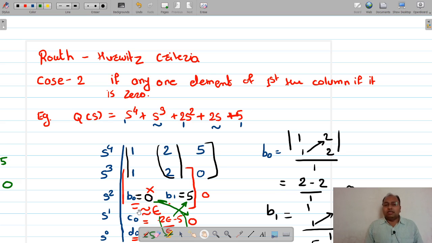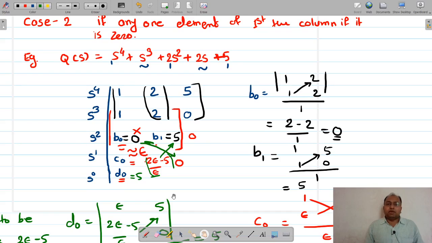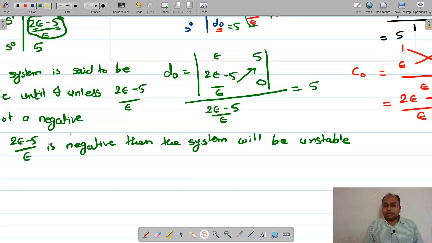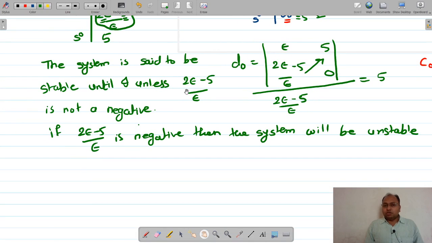So in order to calculate the other values of c0 and d0, the approach we took was to consider a very small arbitrary value epsilon, and with respect to that we calculated the other values. If that epsilon value is greater than 5 over 2, then definitely this system will be stable, and if 2 epsilon is less than 5, then definitely it will be an unstable system. So we can say that this is a marginally stable system. It is dependent on the epsilon value.